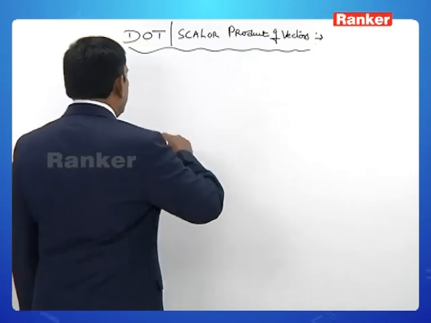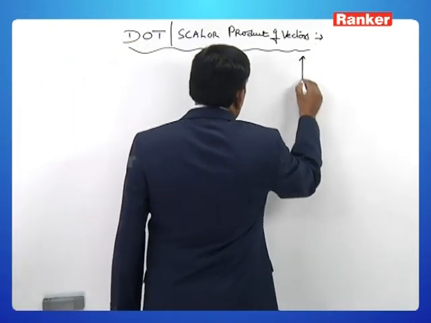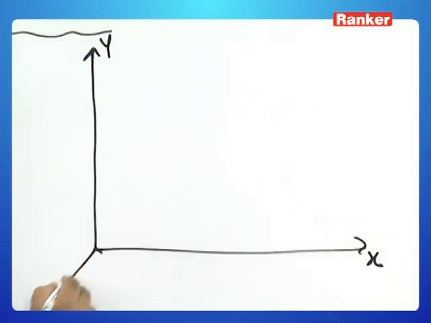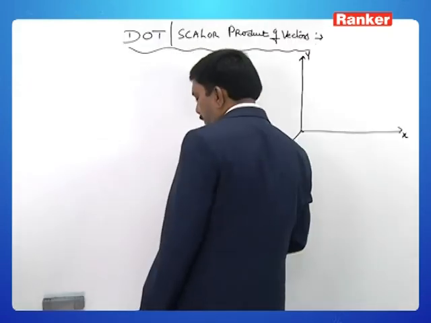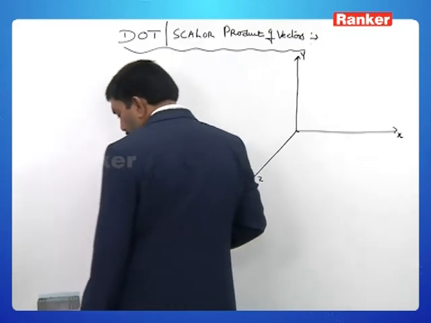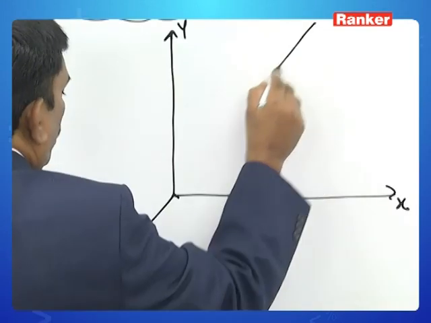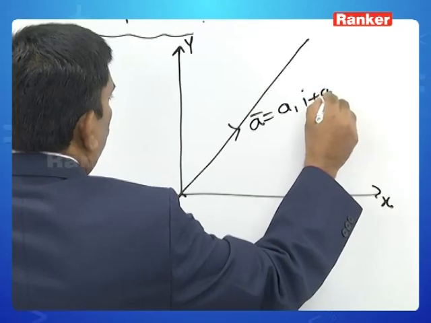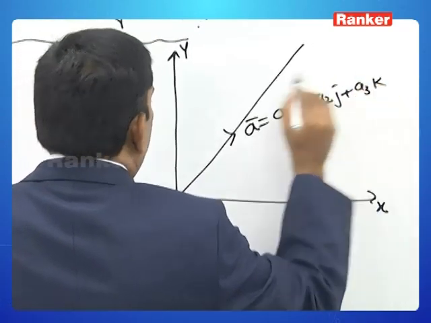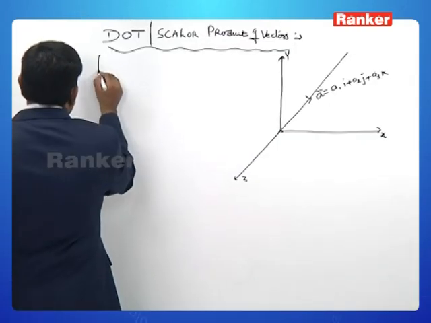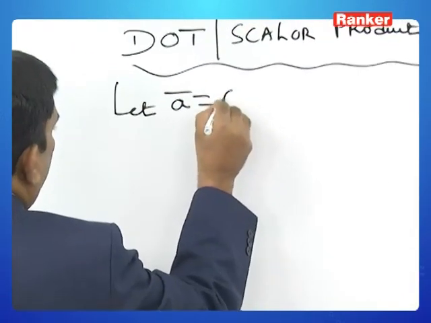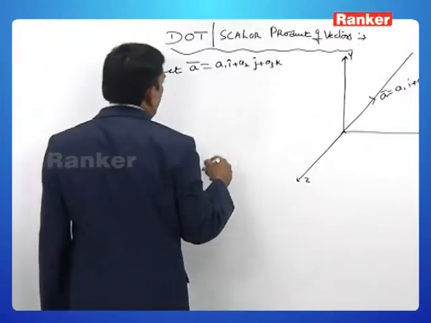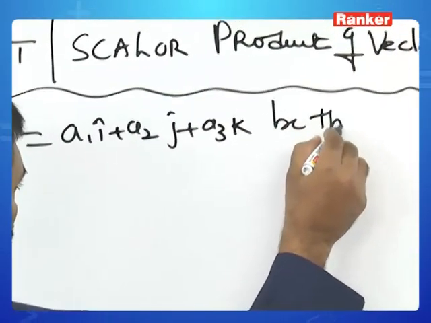Now let us discuss, if I take the x-axis, y-axis, z-axis, and A bar is equal to A1i plus A2j plus A3k, let this be the vector.